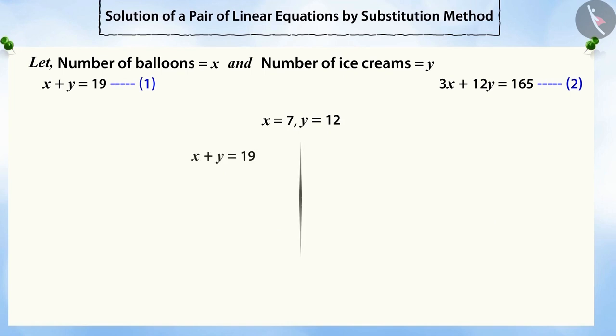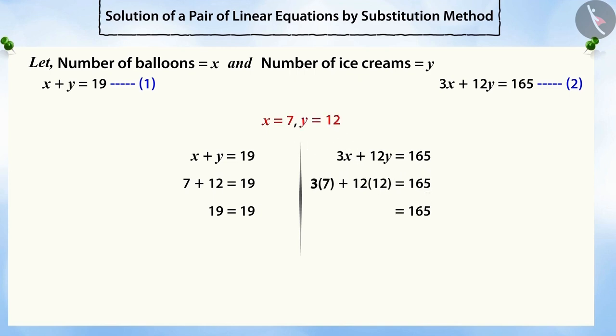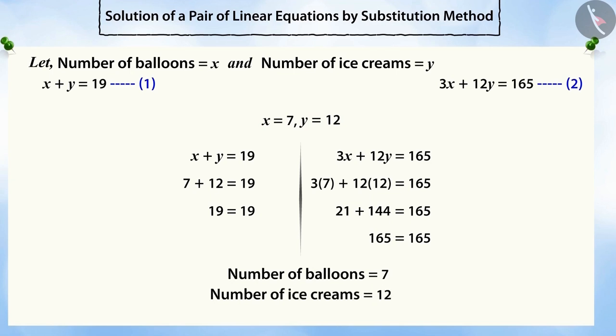Substituting the values of x and y in both the equations and solving them, we can verify that x is equal to 7 and y is equal to 12 is the only unique solution to this equation. Therefore, Rahul bought 7 balloons and 12 ice creams.